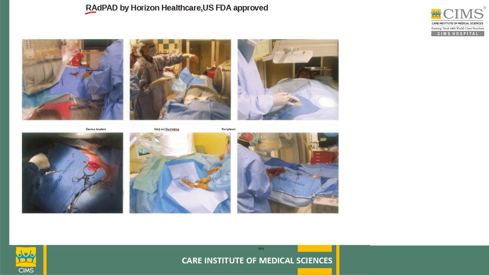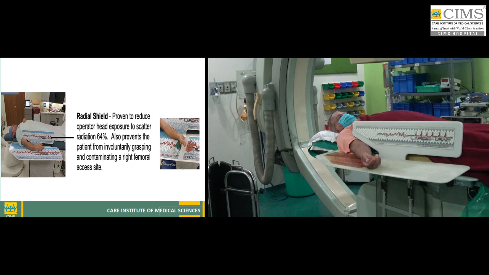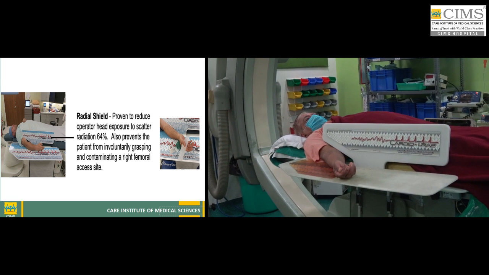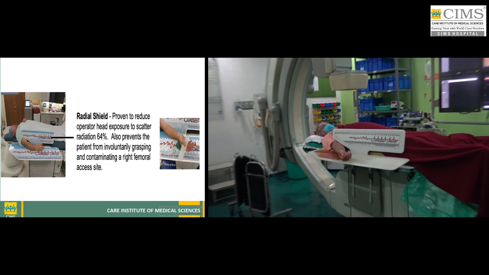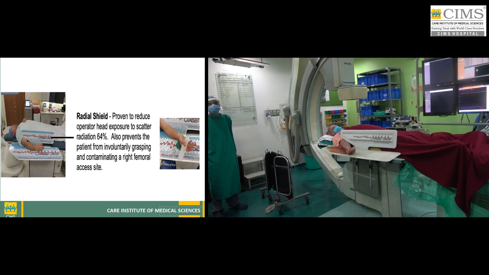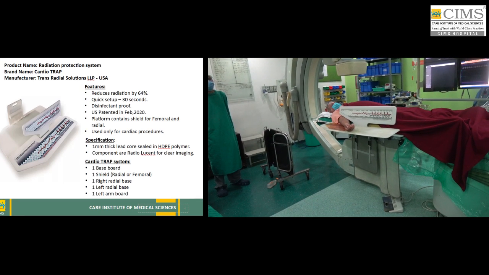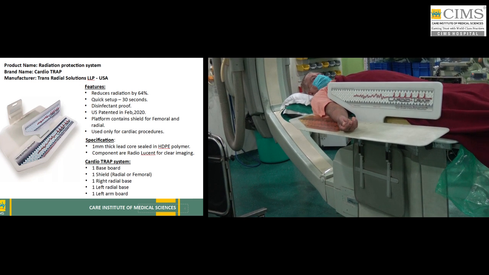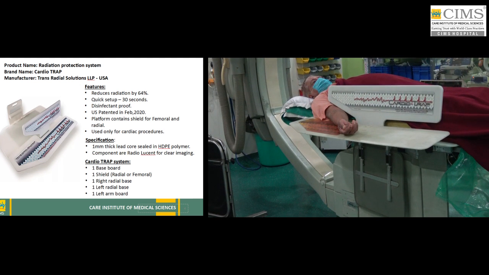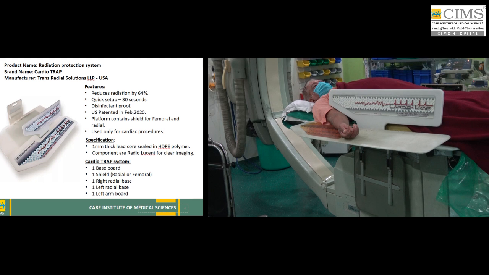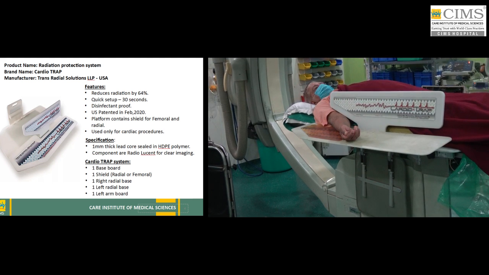Besides these 2, we also use a radial shield, which is very specific, made by a US company, and it reduces radiation significantly further. As you see, it's available both for radial access as well as femoral access. It's called CardioTrap by Transradial Solutions USA. You can find the information on the internet. It consists of 1 baseboard, 1 shield, radial or femoral, 1 right radial base, 1 left radial base and 1 left arm board, which is exactly what you are seeing.